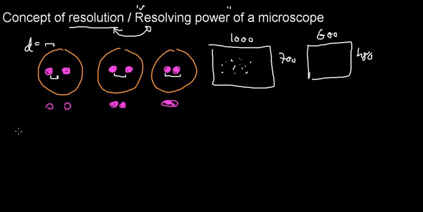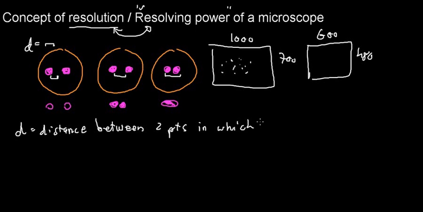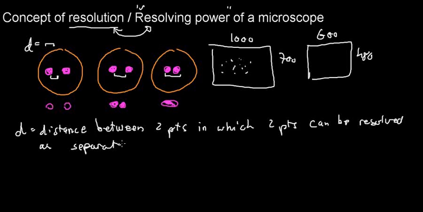So in order to understand resolution, I'm going to write it down. It's the distance between 2 points in which these 2 points can be resolved as separate points. And it's important to understand that the smaller the d is, the smaller this distance is, the better my resolution is going to be. So the smaller the d is, the better my resolution is.